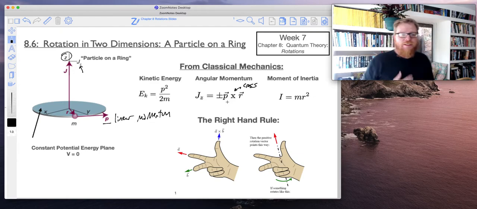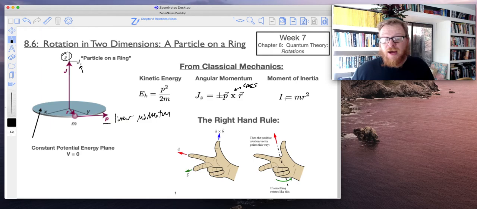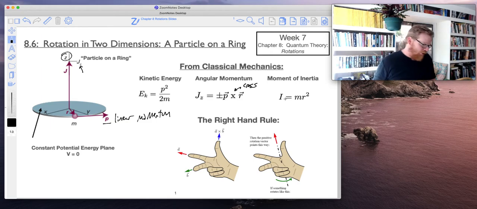Continuing along, we know kinetic energy is P squared divided by 2m. That's something we've talked about quite a bit. That comes from one half mv squared. We've just talked about that angular momentum is plus or minus P cross R. And then also we're going to take advantage of the moment of inertia, I equals mr squared. This is all from classical mechanics, and it's helping to build our picture so that we can build up an operator and then eventually solve a Schrodinger equation for this problem.